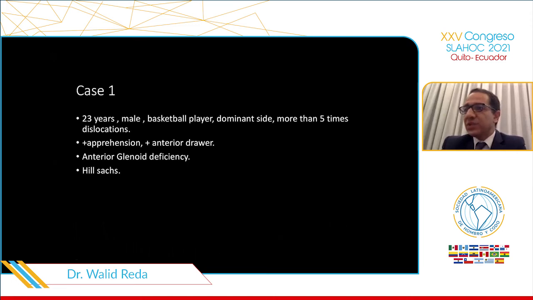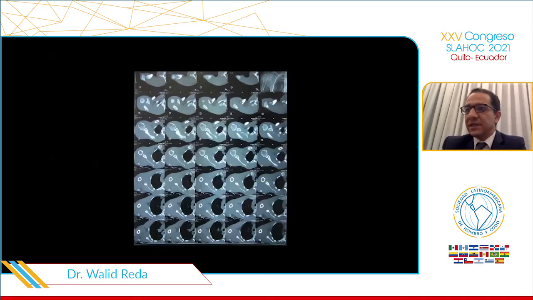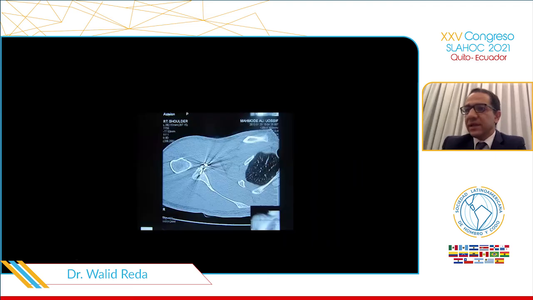I would like to present 2 cases. The first case, a 23-year-old male basketball player, 5-time dislocation with anterior glenoid deficiency and a small Hill-Sachs. His CT showing anterior glenoid deficiency and the small Hill-Sachs. And this is his CT after being operated by Latarjet procedure after 3 months, showing good position of the graft and graft union.